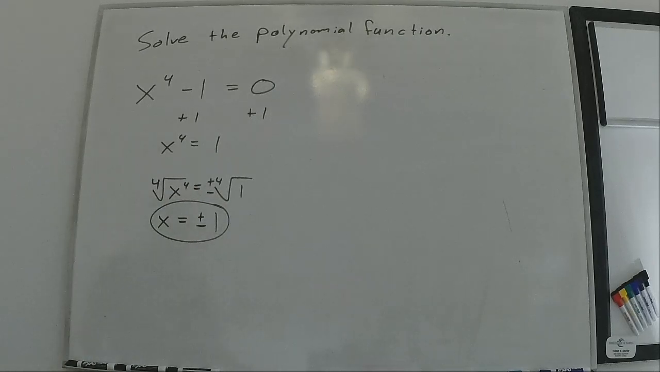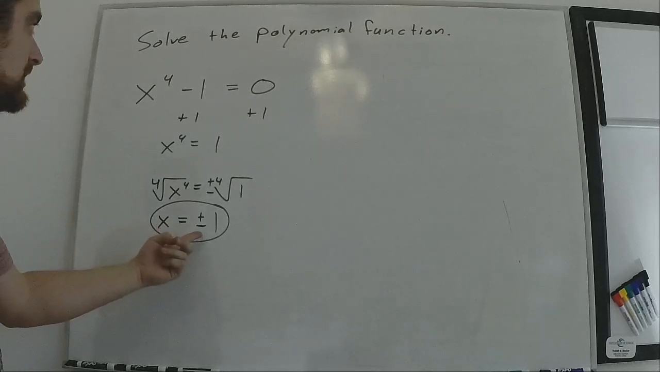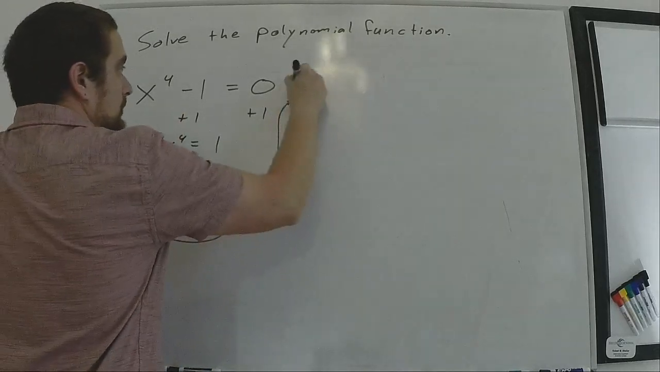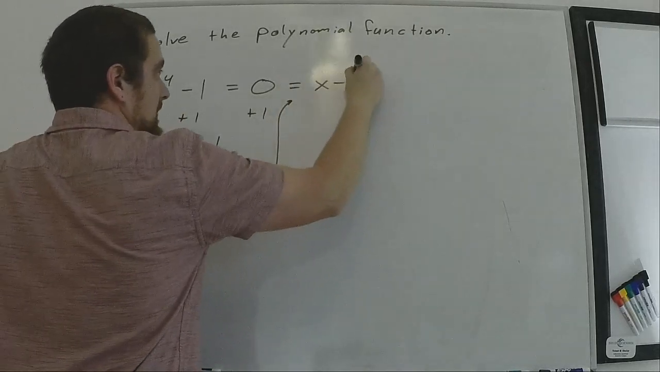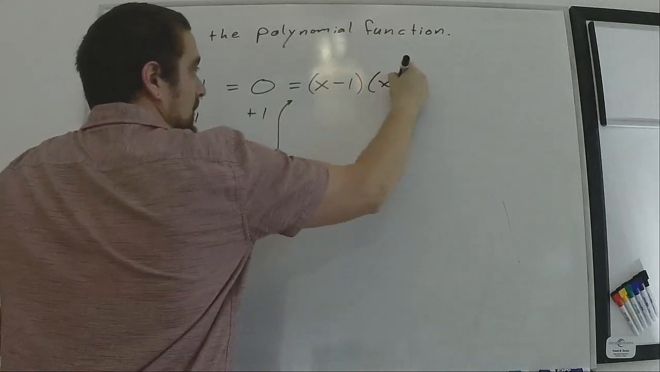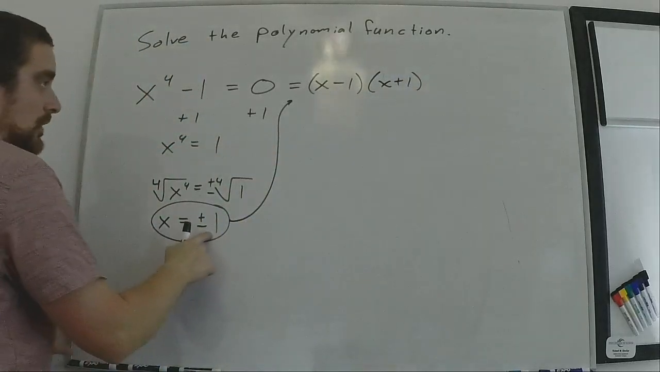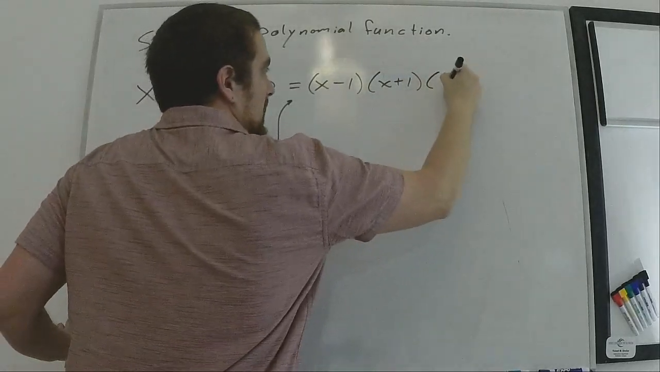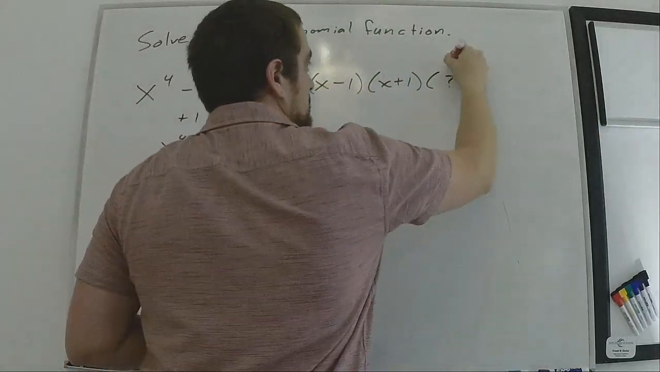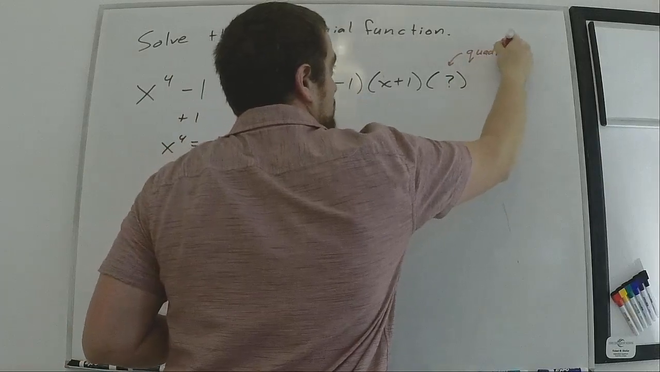What could the other 2 zeros be, though? It's a fourth degree polynomial. I should be able to find 2 more. Well, what we can do is take this x to the fourth minus 1 and rewrite it as x minus 1 because we have a 0 at positive 1, x plus 1 because we have a 0 at negative 1. But notice it still leaves behind some sort of factor that still needs to have 2 zeros in it, so it's leaving behind some sort of quadratic factor.